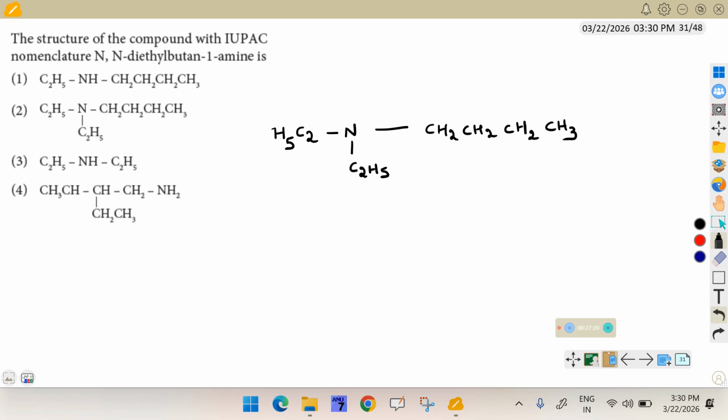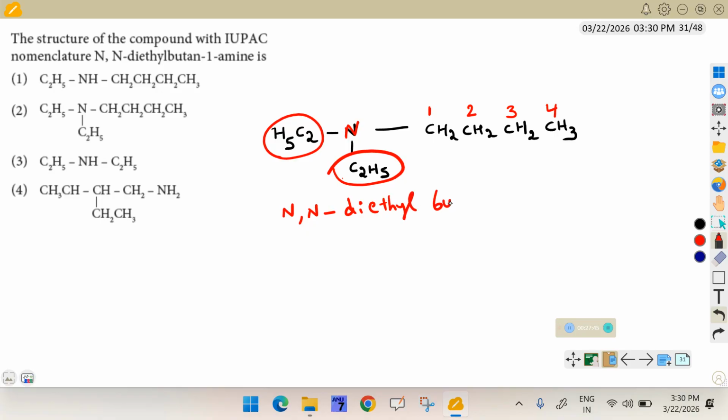IUPAC name of the following compound. The long chain is always the alkane form. C2H5, C2H5 are alkyl groups. Both the alkyl groups are directly attached to nitrogen. So the name of this compound is N,N-diethyl, 4 carbons but, between carbons single bond, so butane. At the first position a nitrogen group is present, 1-amine. So check it, the correct answer is the second option.